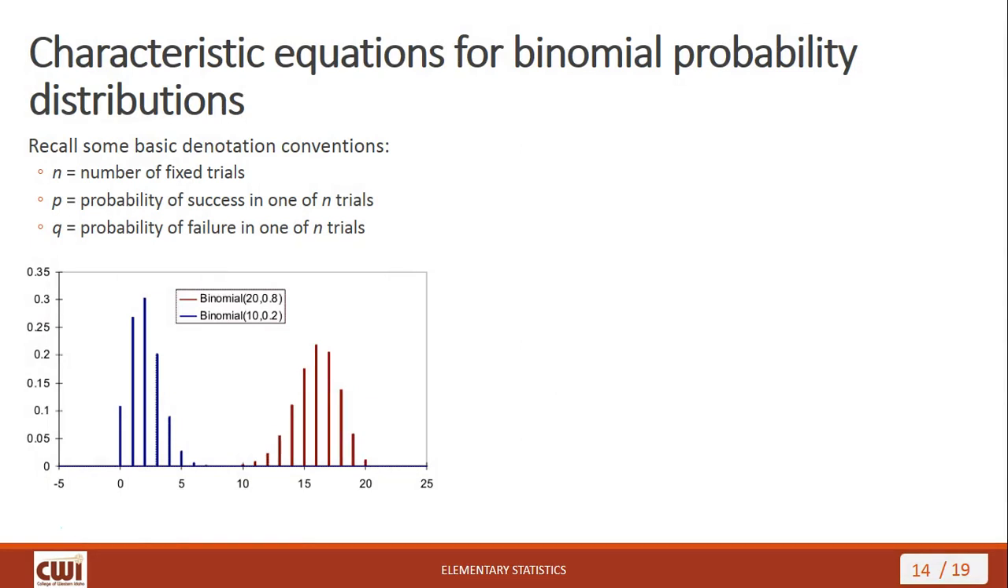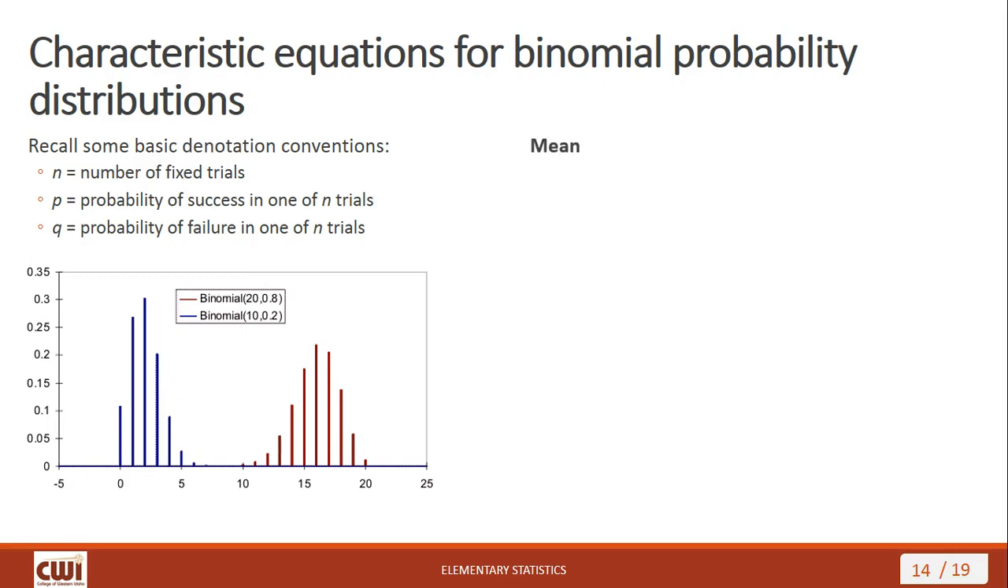Let's look for some examples of characteristic equations for binomial probability distributions. These are equations that describe characteristics that we then use to describe the binomial probability distribution for our data set. Now, we have some variables that are basic to binomial distributions. N is the number of fixed trials, P is the probability of success in one of the N trials, and Q is the probability of failure in one of those N trials.